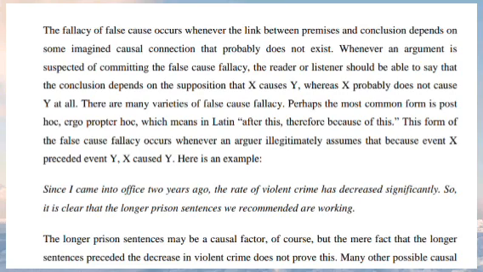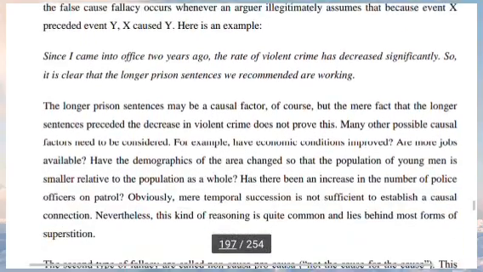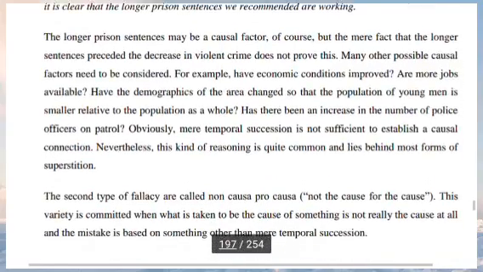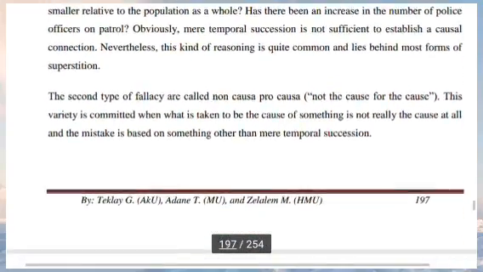The first one is post hoc ergo propter hoc. Post hoc ergo propter hoc, what does it mean? It's a Latin phrase meaning after this, therefore because of this.